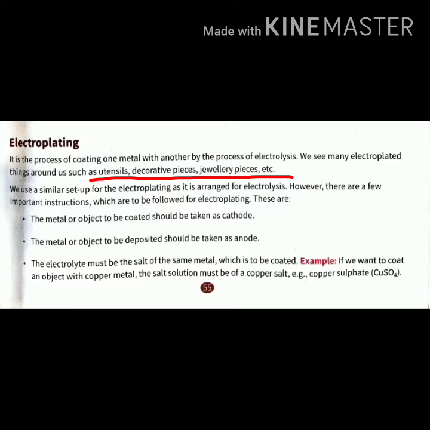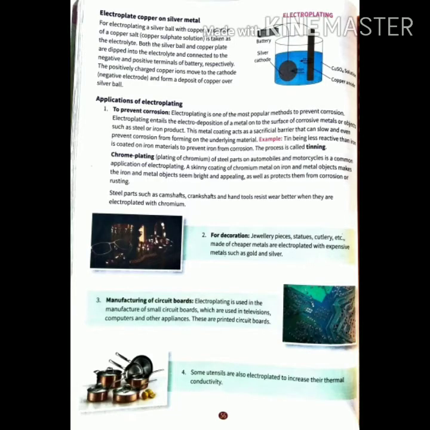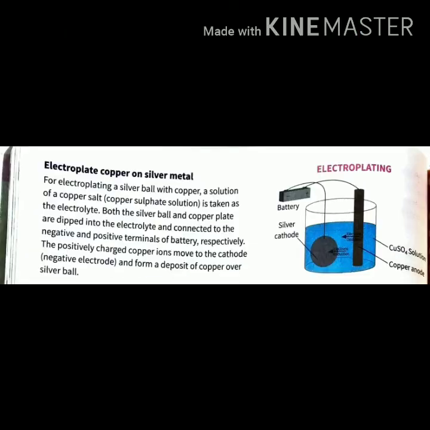While doing electroplating, there are a few important instructions which are to be followed. The first is the metal or object which needs to be coated should be taken as the cathode. Second, the metal which needs to be deposited should be taken as the anode. And the third is the electrolyte must be a salt of the same metal. Now next we are going to discuss the electroplating of copper on silver metal.